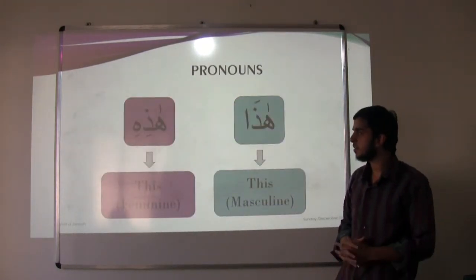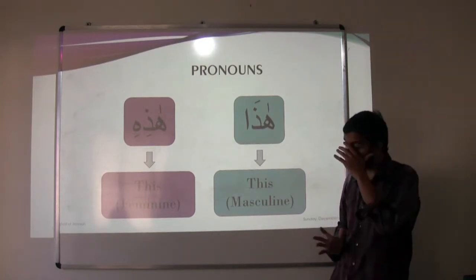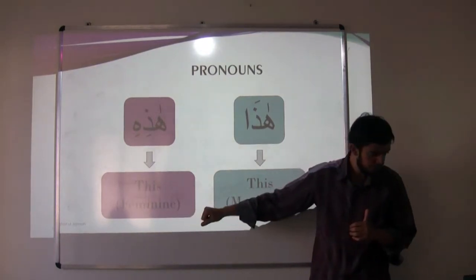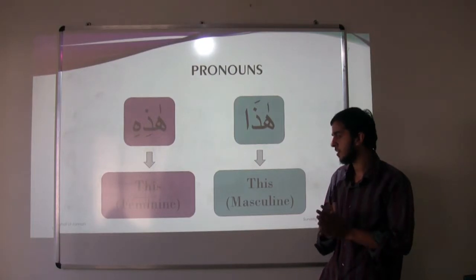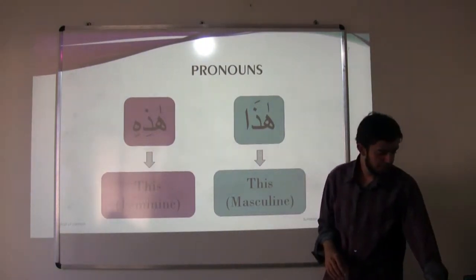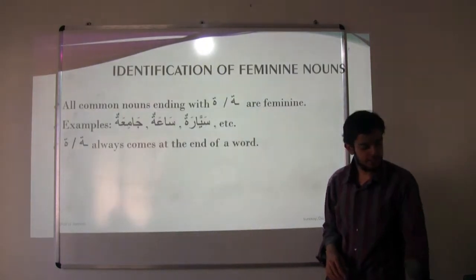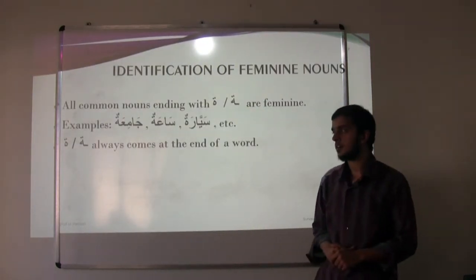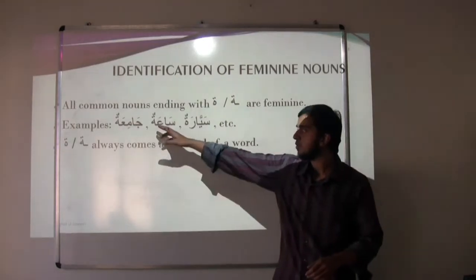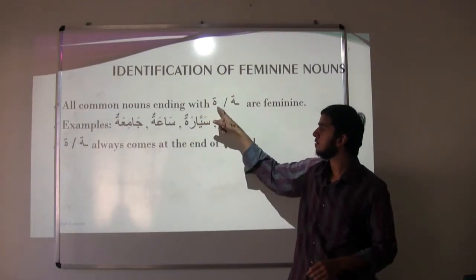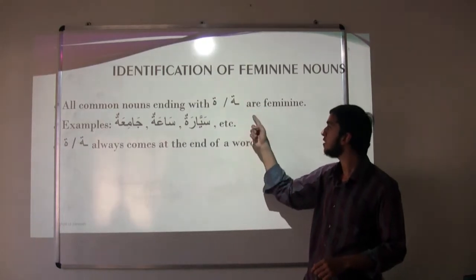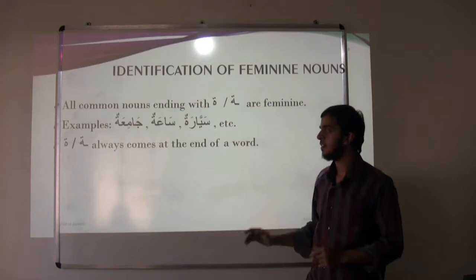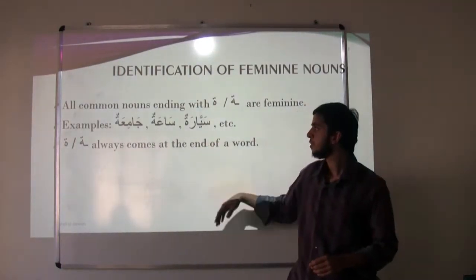And we also learn in this particular chapter the feminine form of hadha, which is hadihi. Simple. And this is the rule that we had learned last time in the previous class. All common nouns ending with a round ta, which looks like this if it is not joined to the previous letter, and looks like this if it is joined to the previous letter, are feminine. And these are the examples that we've already gone through.